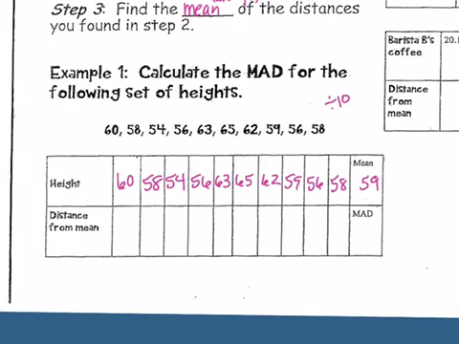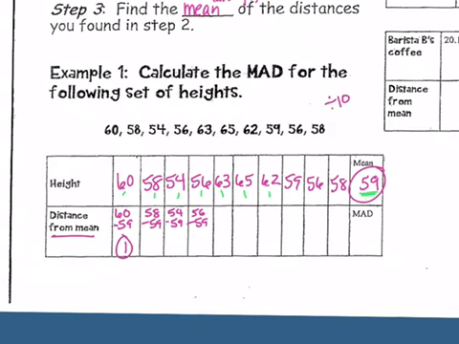Okay, so from there, we want to find the distance from the mean. So that means we're finding the distance of each number in our set and how far away it is from our mean. So when we do that, we're going to be subtracting. So take your first number, 60 minus 59. 58 minus 59. 54 minus 59. 56 minus 59. So you're going to do that all the way down. And when we do this, we're looking for the absolute value. So 60 minus 59 would just be 1.